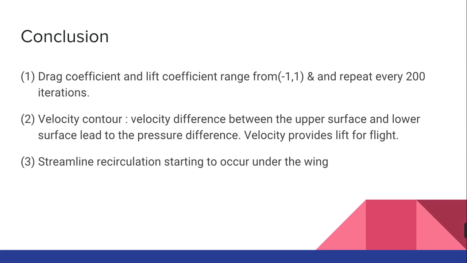The second one is the velocity contours. We can see there is a velocity difference between the upper surface and the lower surface, and then they lead to the pressure difference, just like the Bernoulli equation. And also the higher the position, the higher the velocity. The third one is the streamline recirculation phenomenon, and we can see the recirculation occurs under the wing, and as the position goes on, the recirculation phenomenon becomes more evident.